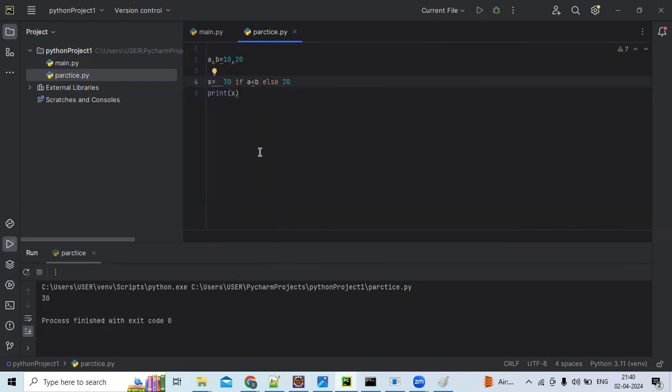That line? See, because A, which is 10, is less than B. Am I correct, guys? It is true. That's why x is assigned 30. Let us make A equal to 100. Now, guys, what is the answer? 20.